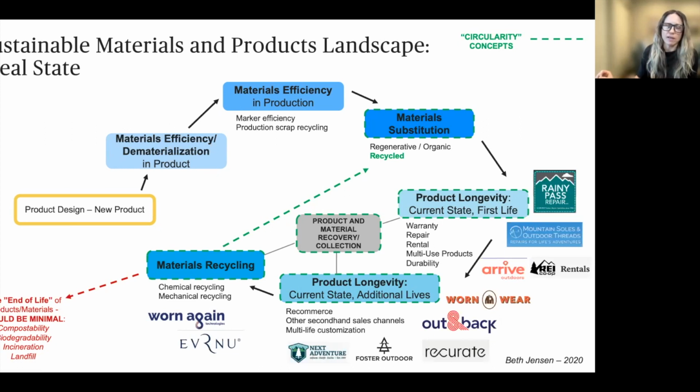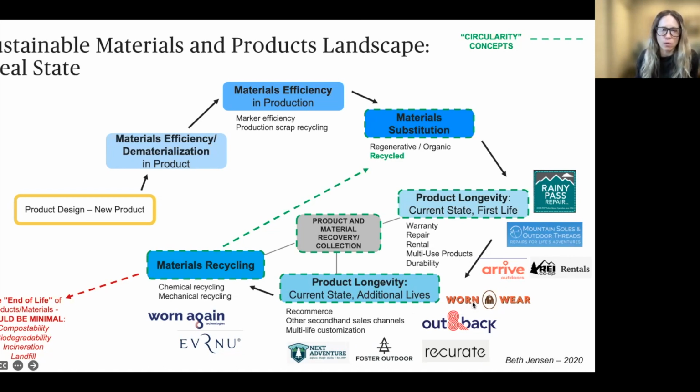And then just advancing here, it's really an illustrative way to look at categorizing the different types of initiatives that consider themselves circularity initiatives that are out in the world. And this is just a very small representative sample that I pulled, but looking at things like, in this current state, first life, obviously most, if not all, outdoor brands have some kind of warranty at this point, but then there's also repair facilities like Rainy Pass Repair, in Seattle, which I've worked with in the past. Mountain Soles and Outdoor Threads, I believe, is one in Portland. And then there are rental programs through REI Co-op or this online company called Arrive Outdoors.